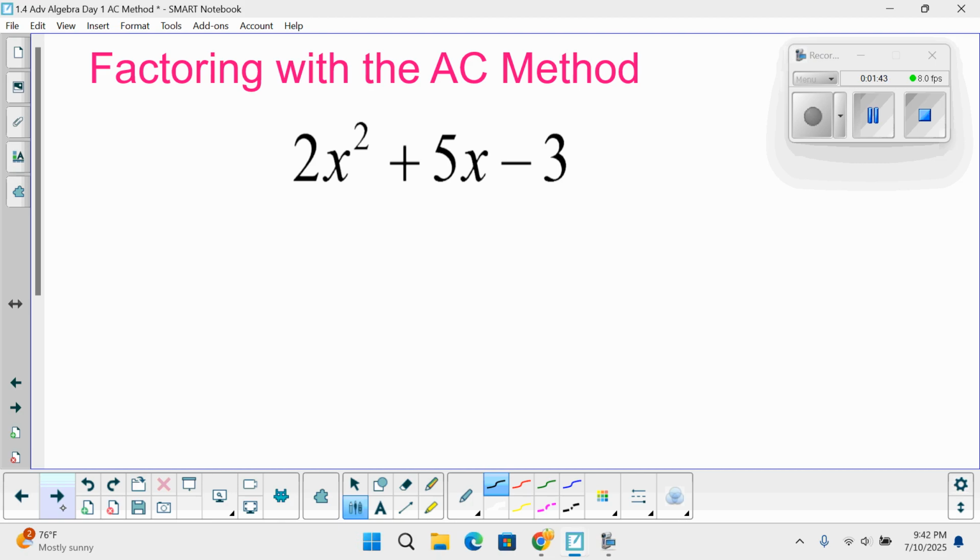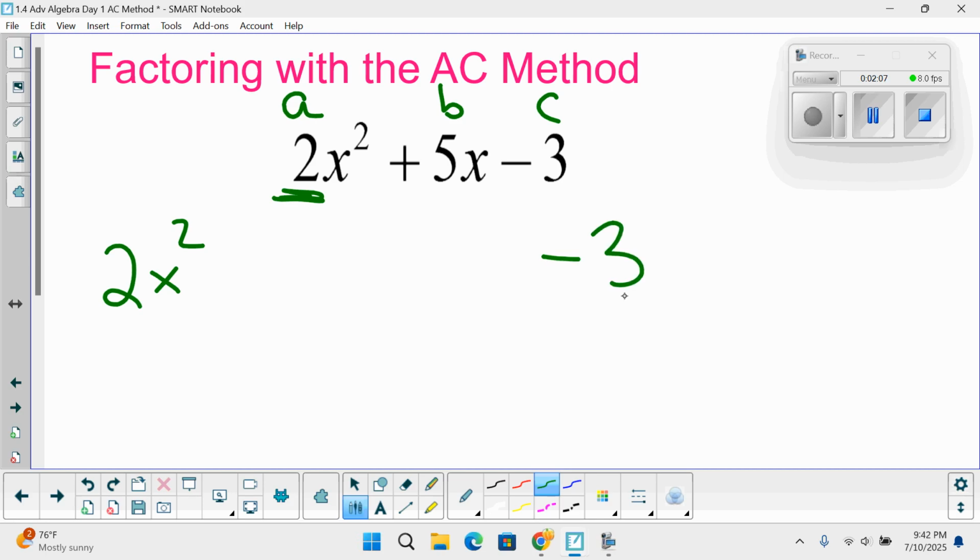All right, here is why we had to review factoring with grouping. When you have an A value other than 1, you can't use the old-fashioned method that we love. You need a new method. So what this is called is the AC method. Of course, my A being my 2, my B being my 5, and my C being my -3. So what I'll do is I'm going to put the 2x squared first and the -3 last, leaving a lot of space in the middle where we will be adding a couple terms in.